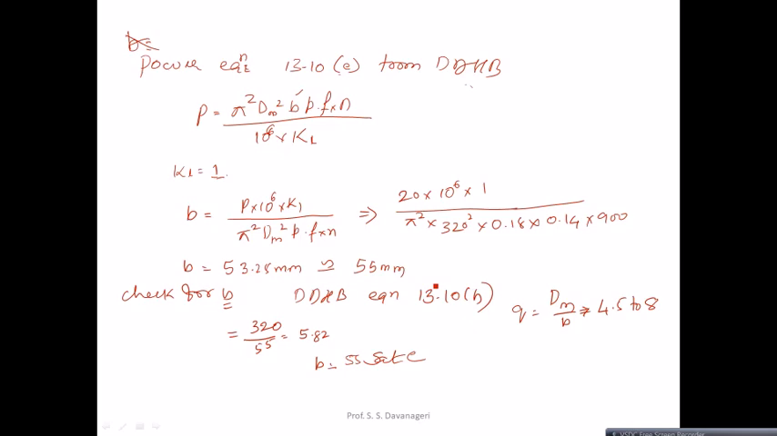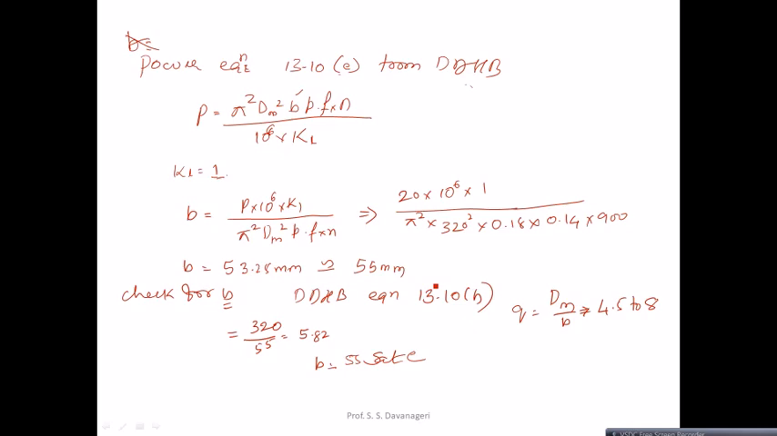Once you got the value of B, you need to calculate the value of inner diameter. Now in this case, look out, the ratio of DM by B should be between 4.5 to 8. If it is more than 8, or less than 4.5, either you need to change the shaft diameter, that means you need to increase the shaft diameter, or you need to go for a proportionate value of DM with respect to the diameter of shaft.